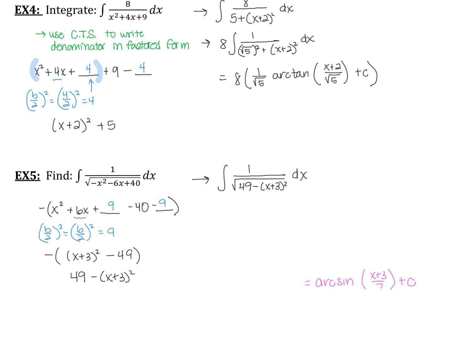If it helps you to see it better, we can certainly rewrite that 49 to be the square root of 7 squared minus x plus 3 squared dx, and that fits my arcsine formula where my a value is 7 and my u, my function, is x plus 3. And so this antiderivative is just like what I wrote down there, the arcsine of x plus 3 over 7 plus some constant of integration.